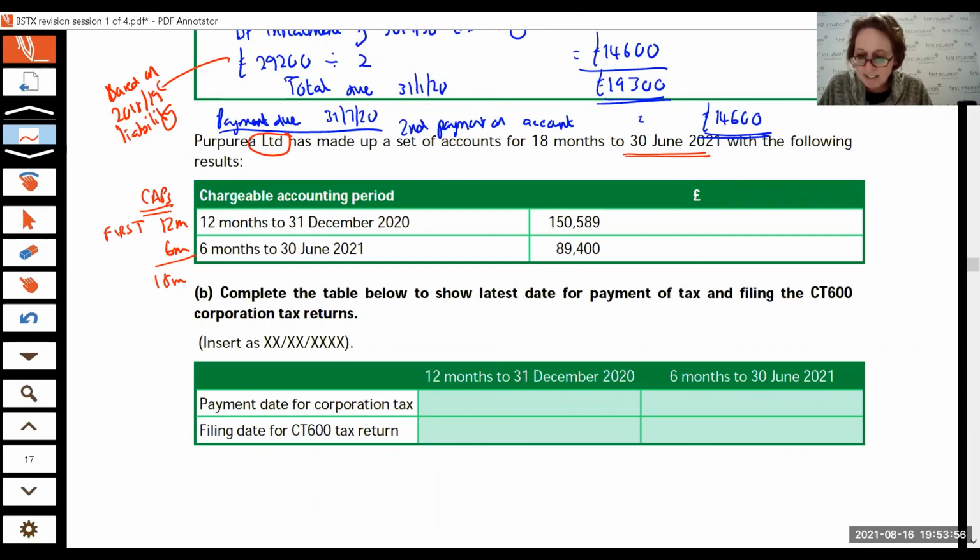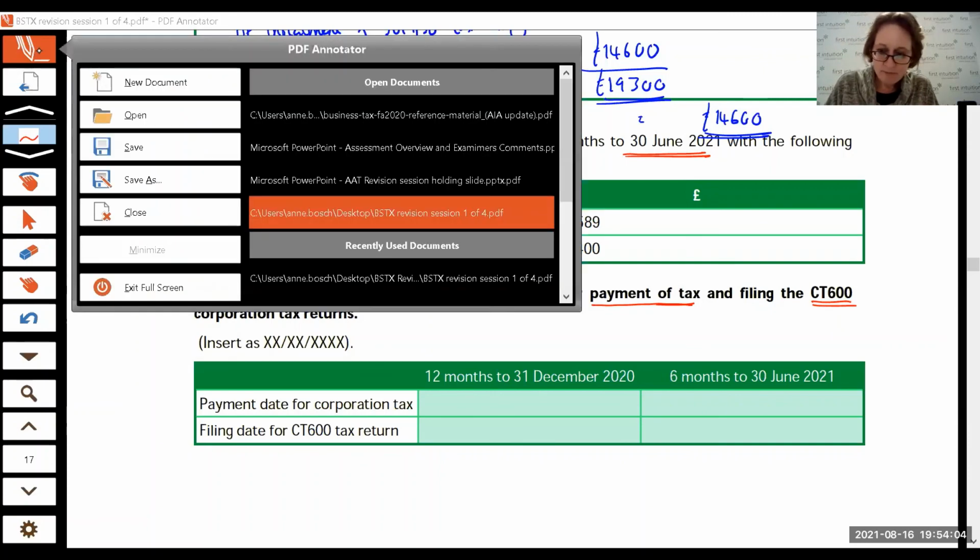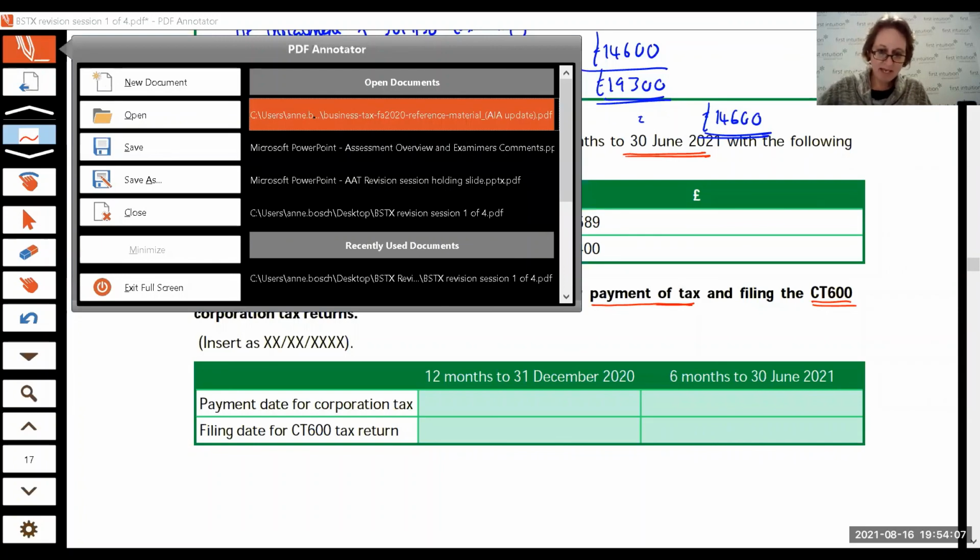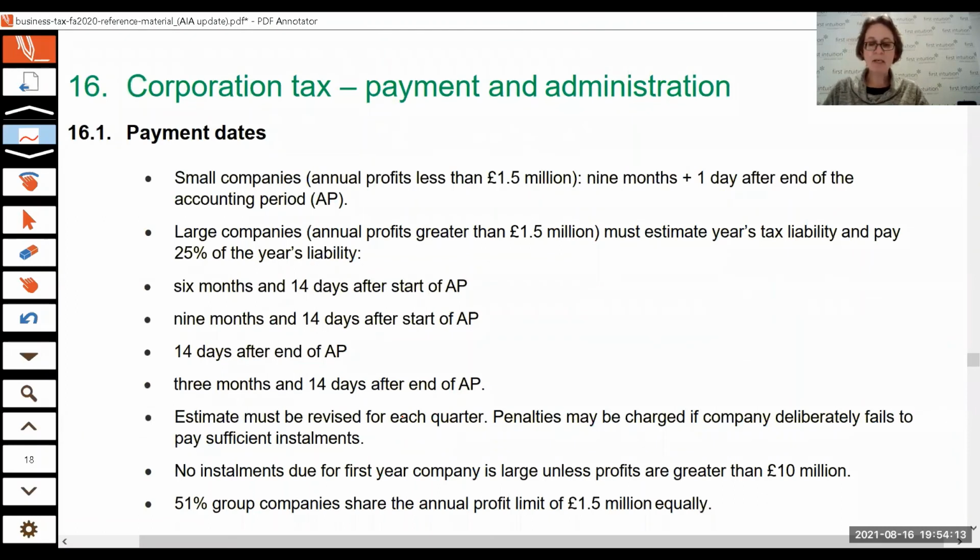Complete the table to show the latest date for the payment of tax and the filing of the tax returns. The wonderful reference material will help us with this. So 16.1, payment dates. Small companies with profits of less than 1.5 million. What are the profits here? Definitely less than 1.5 million, will pay 9 months and 1 day after the end of the accounting period. So 9 months and 1 day after the end of the accounting period.